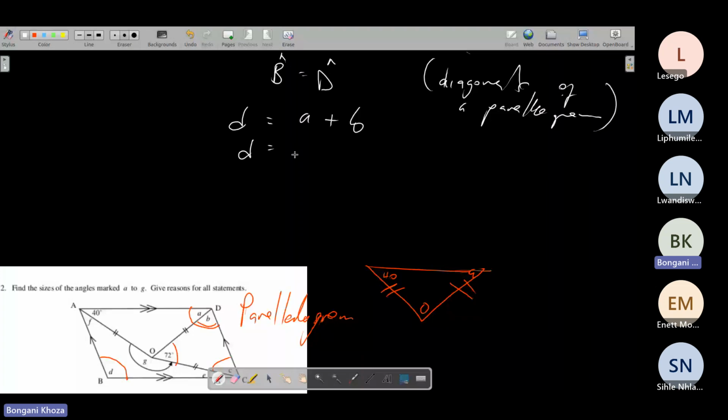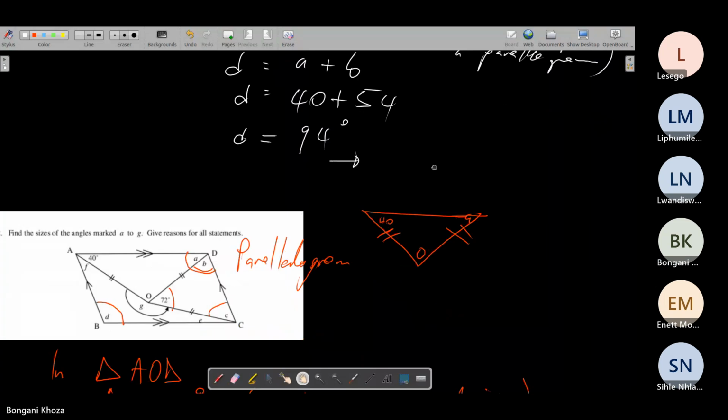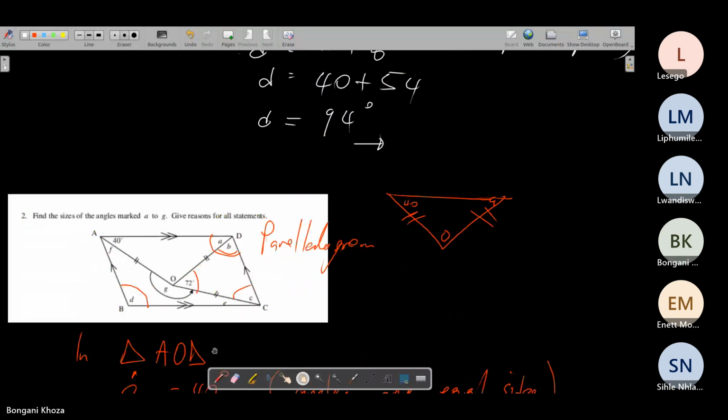We already know the values of A and B. A we got as 40, plus we just did B right now. We got it as 54, if I remember well. So D over here will be those two, which is 94. So D is 94. Any questions on that one? So we have done A, B, C, and D. Let's see the next angle we can look at.